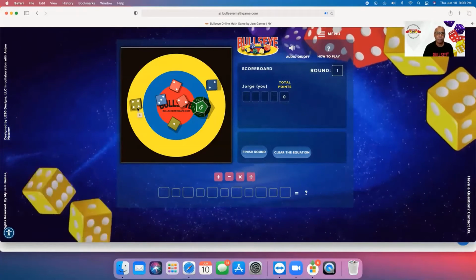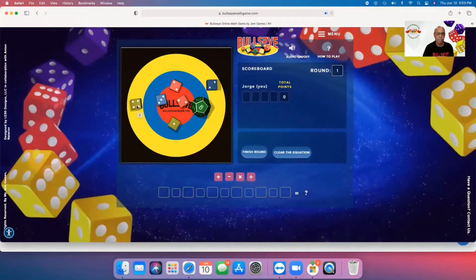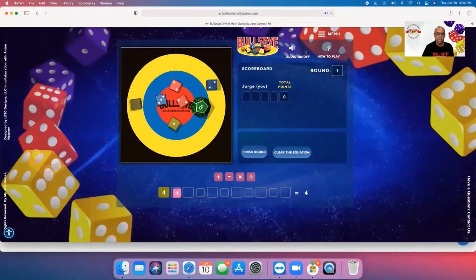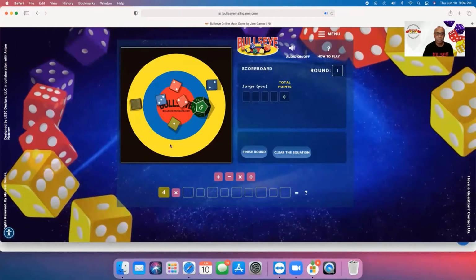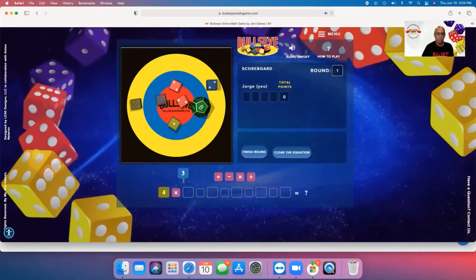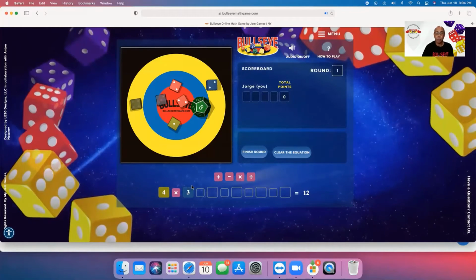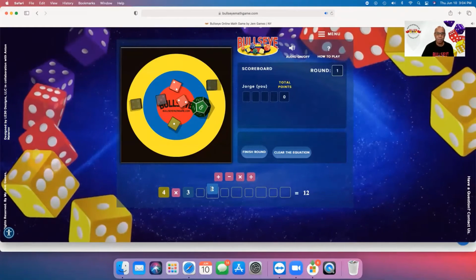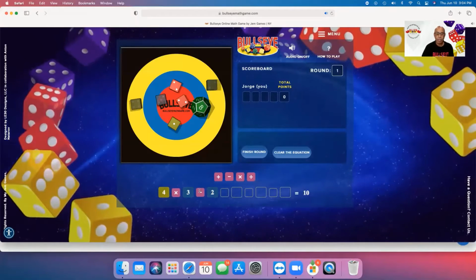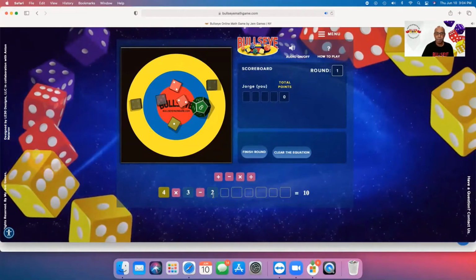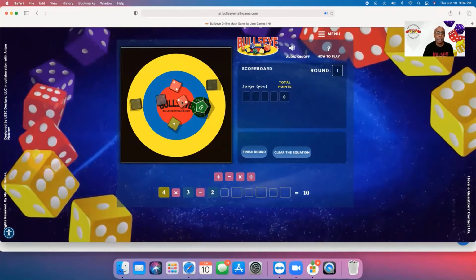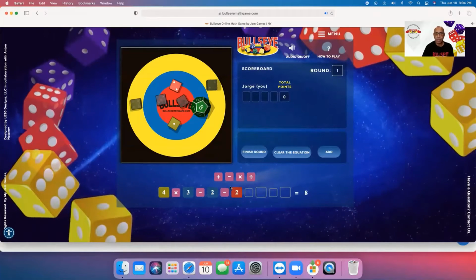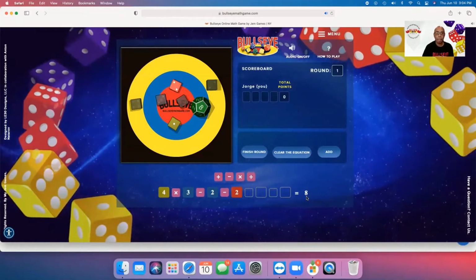So let's do this. 4 times 3 is equal to the product of 12. 12 minus 2, again, I apologize, is 10. And 10 minus 2 gives me the difference of 8, right?